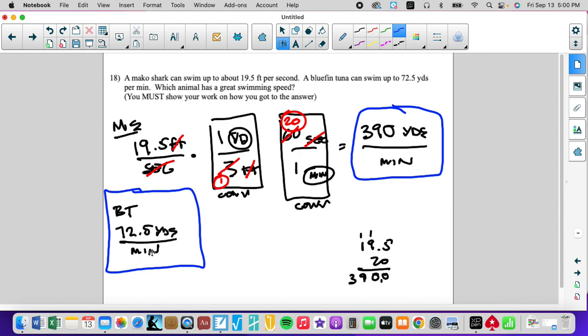Look how simple this page looks. I had so much detailed writing, and it really wasn't that hard. So, which one travels faster? The mako shark. It can travel 390 yards per minute, as opposed to the bluefin tuna that can only travel 72.5 yards per minute. So my answer is the mako shark is faster.